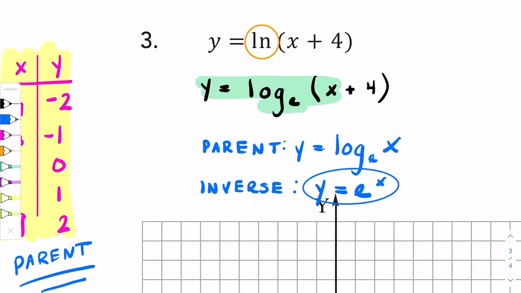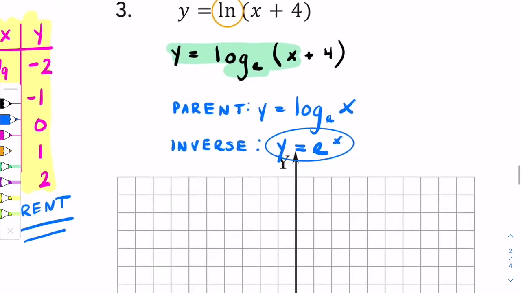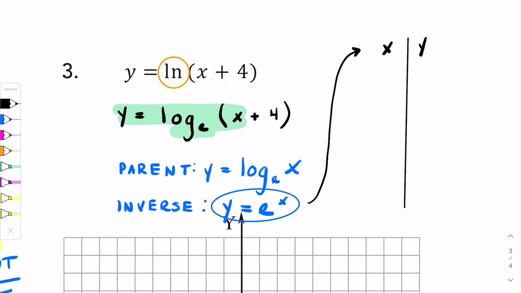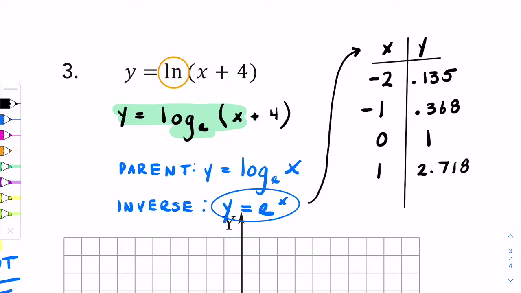So knowing our inverse is e to the power of x, we can make a table of values. And you would need your calculator, or maybe some of you have that memorized, but most likely not. You're going to have to type in e to the power of -2, and your output is going to be 0.135. E to the power of -1 is 0.368. E to the power of 0 is 1. E to the power of 1 is 2.718. And e to the power of 2 is 7.389.